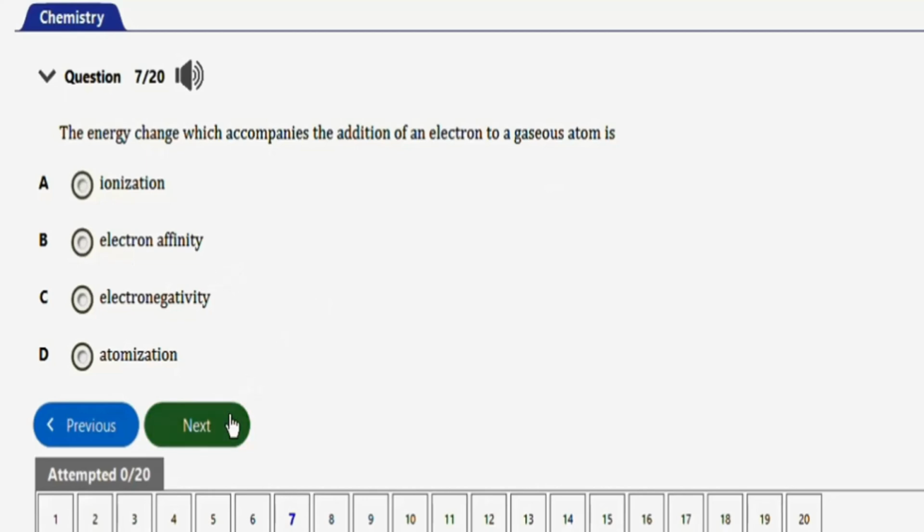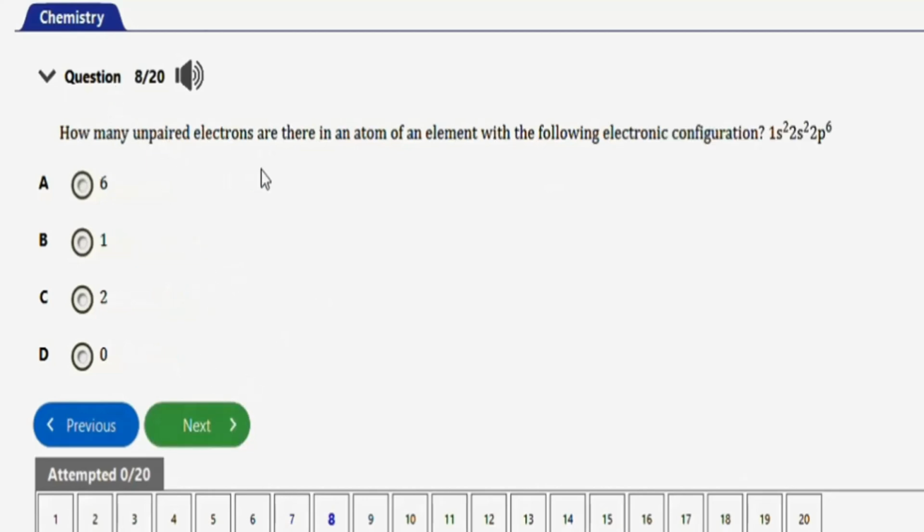Next question says how many unpaired electrons are there in an atom of an element with the following electronic configuration? This is neon, with atomic number 10. Neon is a noble gas. Noble gases have no unpaired electrons. All the electrons in it are paired. So the right option here is D, 0. There is no unpaired electron.